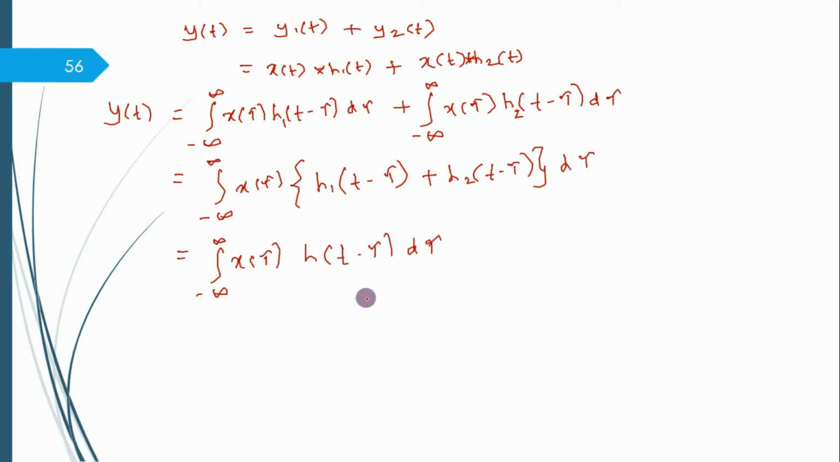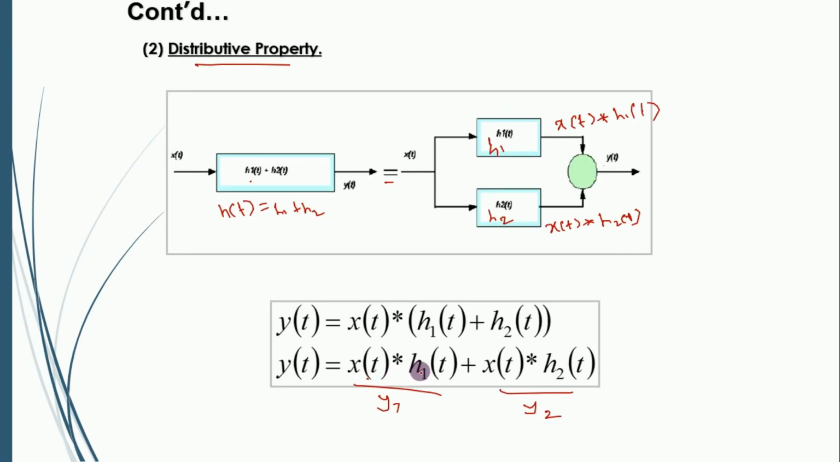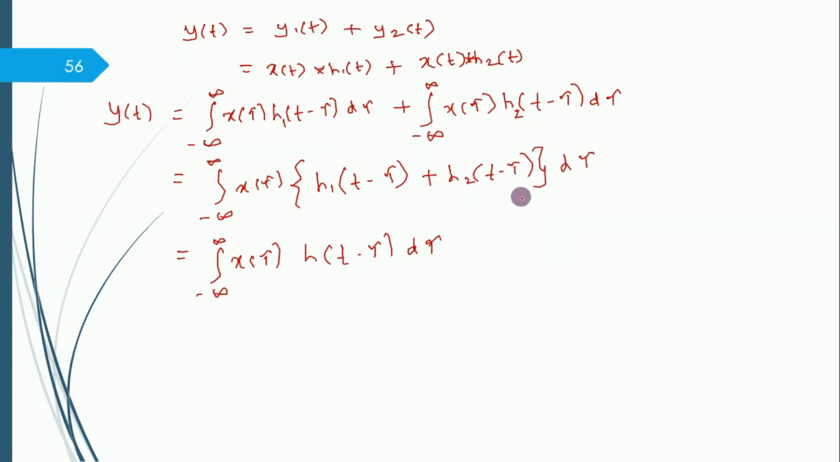So that's why we say that x of t convolved with h1 of t plus x of t convolved with h2 of t is nothing but x of t convolved with h1 plus h2 of t. That is what is written here. So the addition will result in the same answer, y of t. I have started from y1 plus y2, and it will result in this manner. Hence it holds the distributive property.